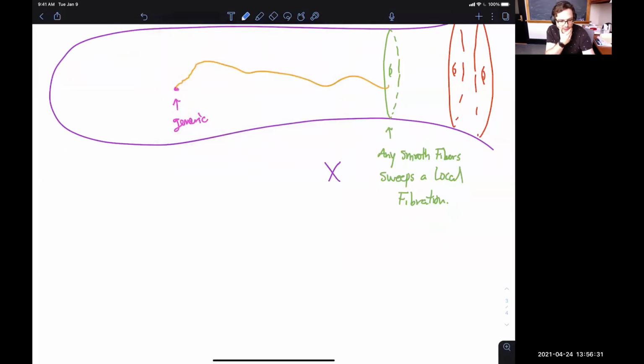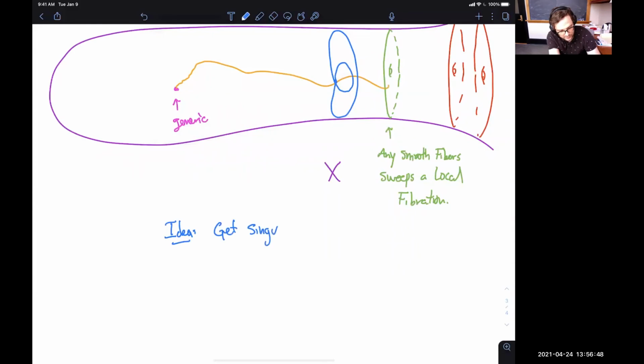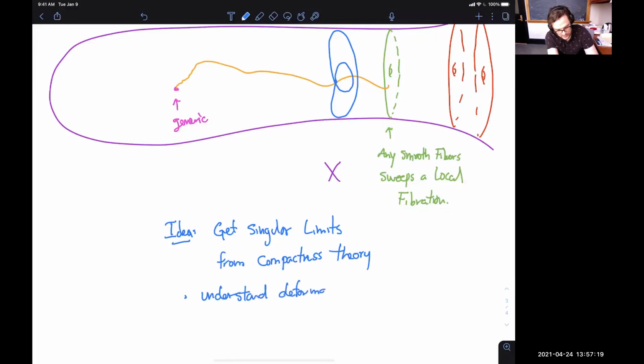And for that, if you get some sort of singular limit, let's draw a singular limit like this. The idea is you get singular limits from the compactness theory for J holomorphic curves, this sort of Gromov-Sachs-Uhlenbeck theory. And then the idea is to understand the deformation theory for these singular limits, and to show that the space of deformations is always essentially the right dimension. Ideally, you'd like to show that it's 0-dimensional, which would imply that it's somehow rigid.